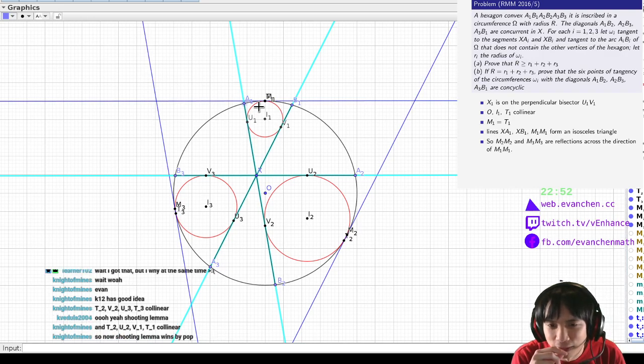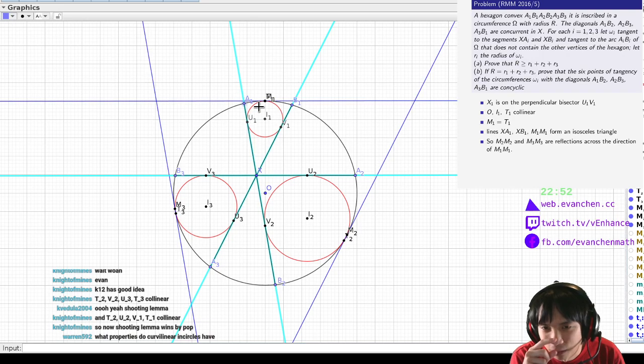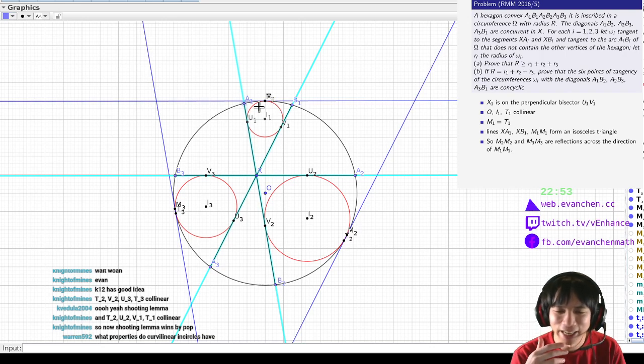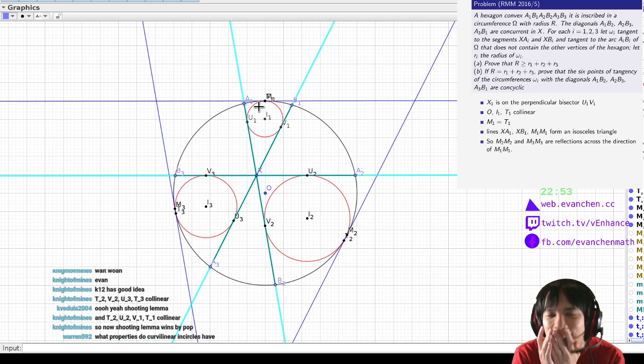Shooting lemma, yeah. If the midpoints coincide with the tangency points, then a bunch of stuff happens, and now I have mass shooting lemma. So what does that do? How does that give you power of a point? Oh no! Wait. It's actually that they're cyclic. This is a scam.